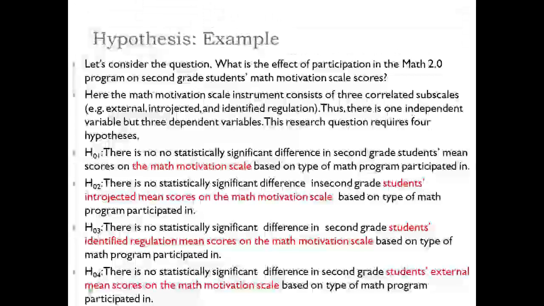The second one is the identified regulation. So there'll be no statistically significant difference in second grade students' identified regulation mean scores on the math motivation scale based on the type of math program they participated in. And then the third dependent variable, in our fourth hypothesis: there will be no statistically significant difference in second grade students' external mean scores on the math motivation scale based on the type of program that they participated in. So as you can see, there are 3 dependent variables, 4 hypotheses, one that considers the linear combination and one for each of the dependent variables.